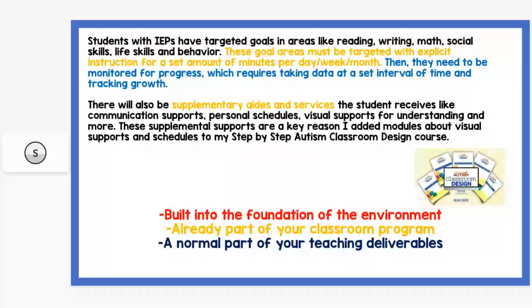And so in the IEP, there's also going to be what's called supplementary aids and services. And these are things like communication supports or personal schedules, visual supports. These things are written into the IEP in a separate part of the document, but the supplementary supports are a key reason that I added modules about visual supports and schedules in the step-by-step autism classroom design course, because they are in a lot of students' supplementary aids and supports, and teachers don't have a lot of time to make them.